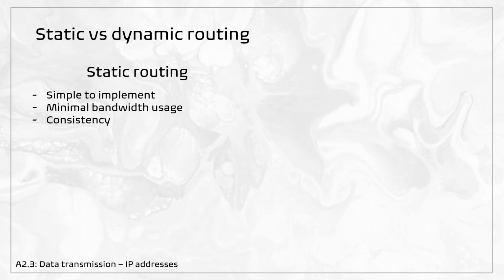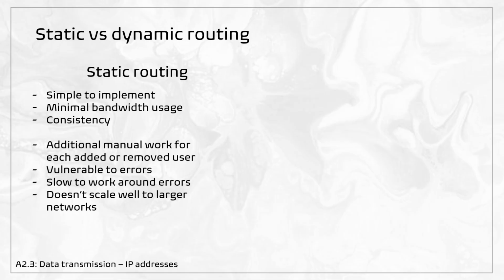Generally, static routing is simple to implement, uses minimal bandwidth due to no calculations being needed, and is consistent in its speed. But as a network grows, it can become troublesome. Every time a new user is added, additional work is required. It's also vulnerable to unexpected errors, and these issues only get worse as the network grows larger. Hence, static routing is best used in small, fixed-size networks.